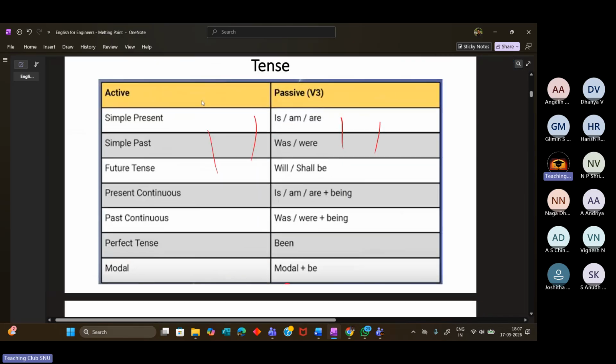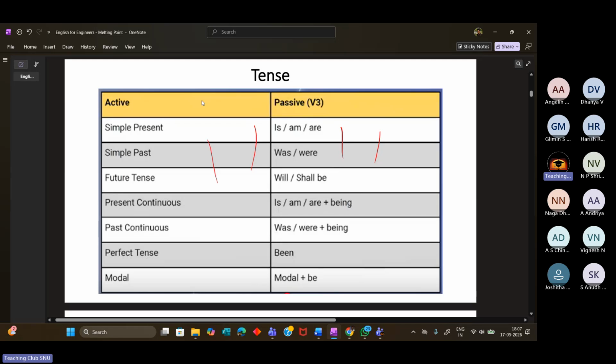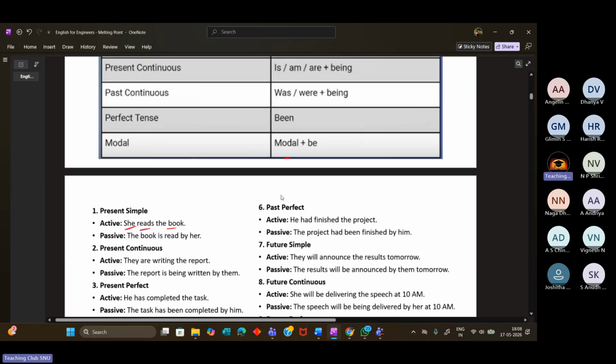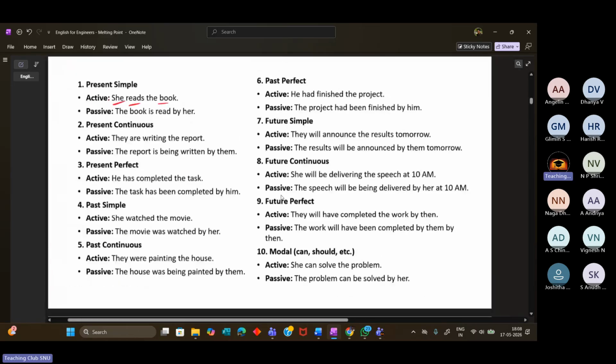And next, when it comes to tenses, when the active statement has a simple present action in it, we add an is, am or are to it. If it has a simple past action in it, we add a was or were in the passive form. And when it is in future tense, we add a will be or shall be. This will be much better explained if we go through the examples right now.